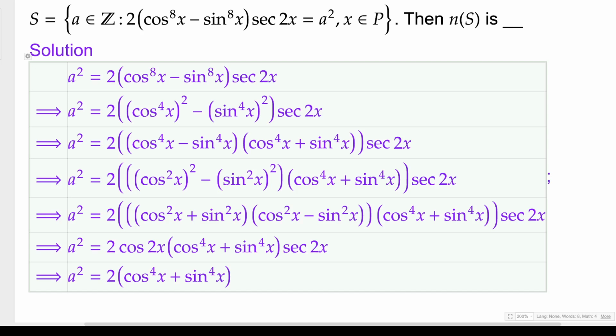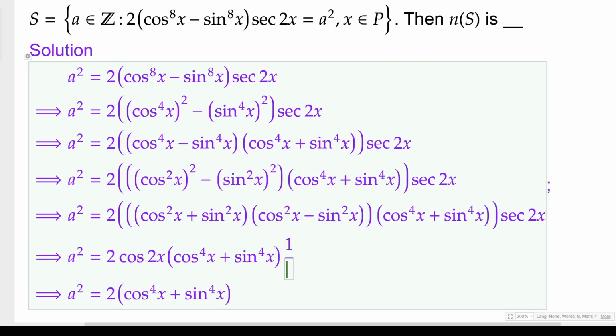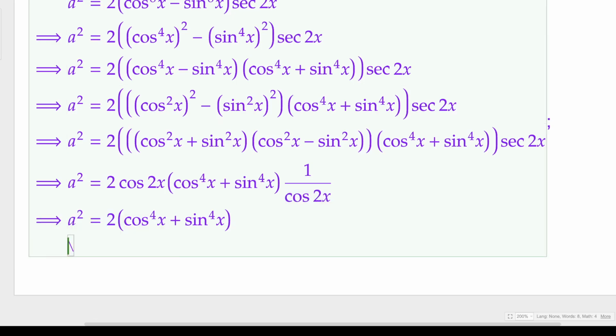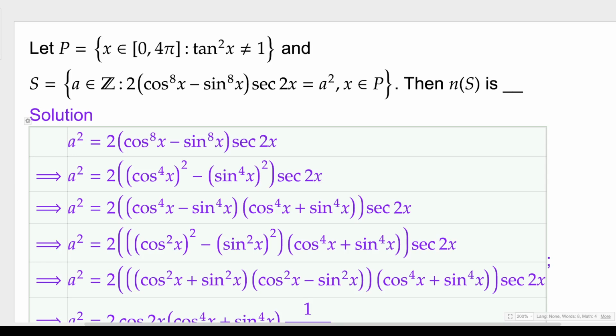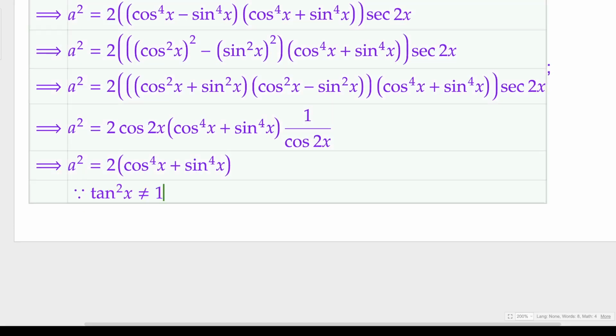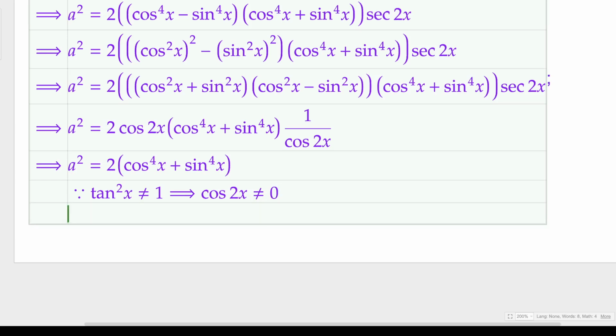Now we are aware of this fact. How are we so sure that if this secant of 2x is replaced as 1 by cosine of 2x, this cosine of 2x is not 0? For this it is already mentioned, so I'll definitely mention the reason. It's already given that tan x squared is not equal to 1. So this clearly implies that cosine of 2x cannot be 0. Because of this guarantee, I am able to cancel out this thing, if in case this is the doubt. Now I'll proceed with this given equation.